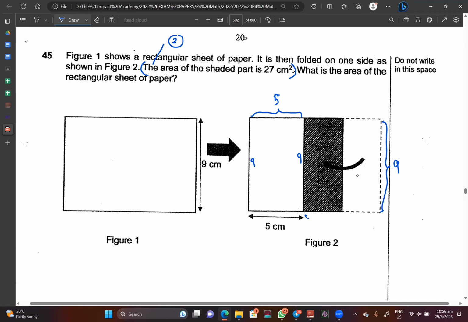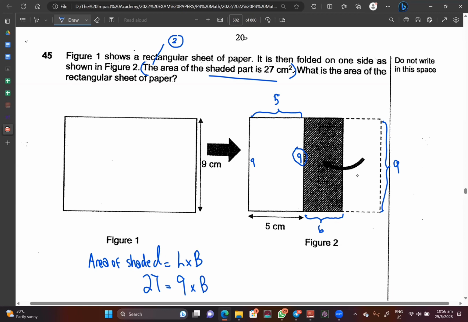Now, my question to you is, do I know what this is? I do not know, but I know that this is the breadth of the shaded part. Then you realize that the area of the shaded part is 27. Isn't it true to say that the area of shaded is equal to, write out the formula, L times B, and then fill up what you have. You have 27 as the area. The length we know is 9. Isn't it true that this is the length of the shaded? Yes. And therefore, of course, you can find your breadth.